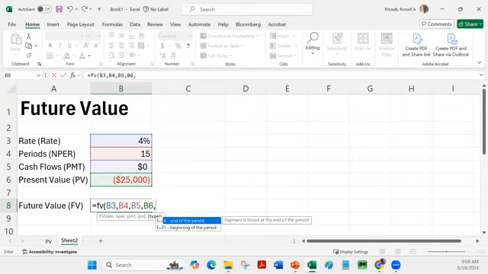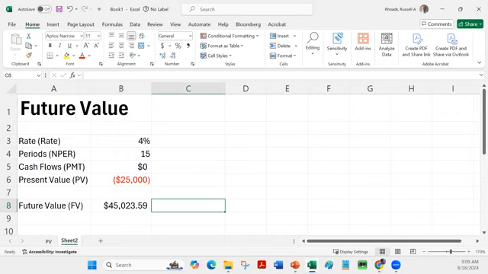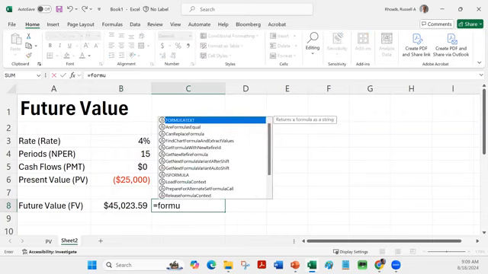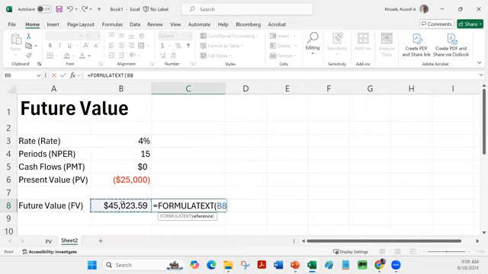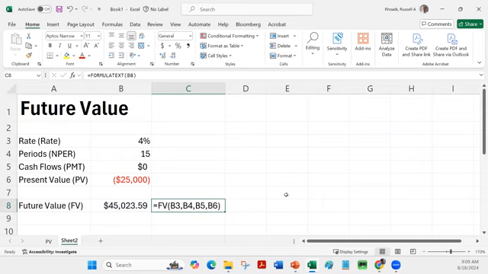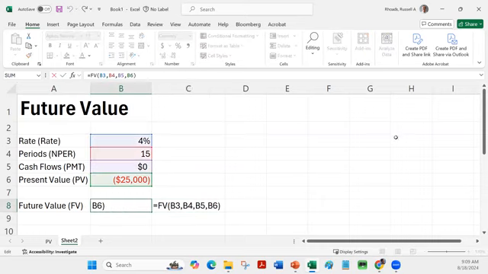And I'll discuss type. The default for type is end of period. The majority of questions that you will see will be end of period, but if we're receiving that 4% interest at the beginning of each period, we would put a 1 there. Because the default is end of period, I don't have to put anything there. I'll just leave it like that. And then our answer is $45,023.59. I'll put the formula text right there so you can see exactly what I'm referring to.